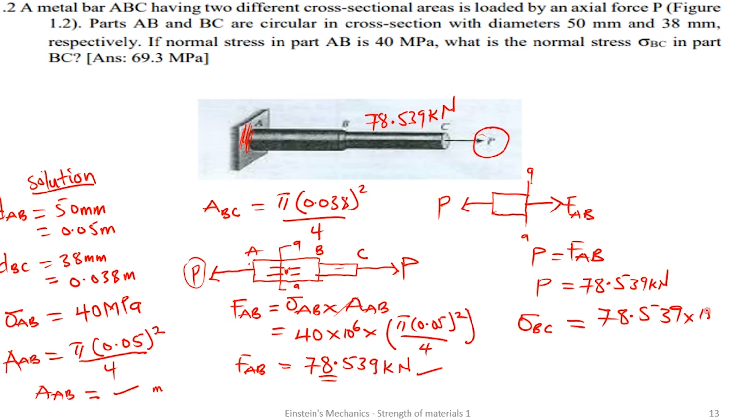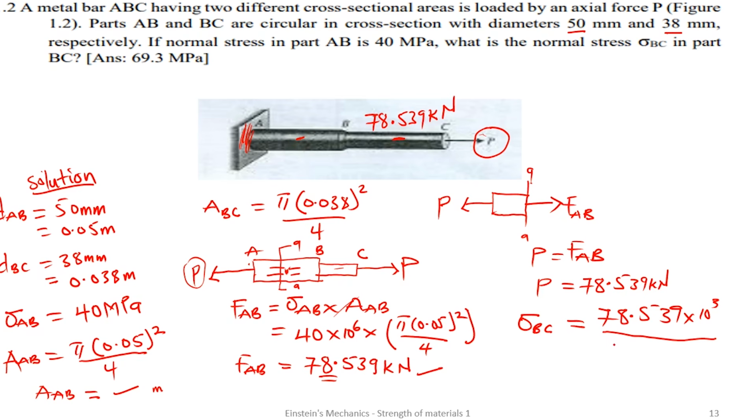0.9 kilonewton over the area. Remember, we are not going to use the area of AB because the diameters differ, 50 and 38. Although the same force here, we saw that it's acting in this member, but with different area, causing different stresses.